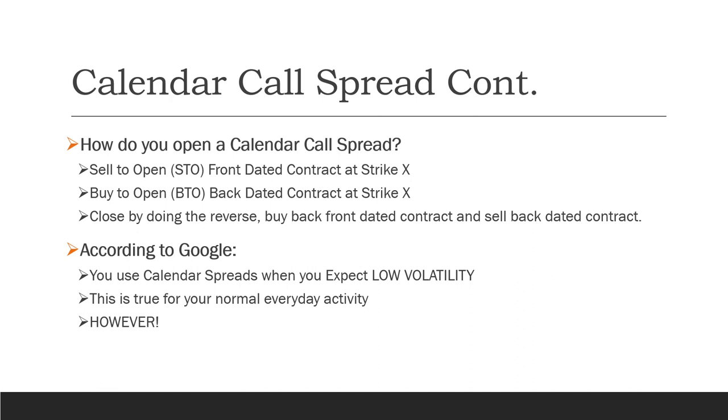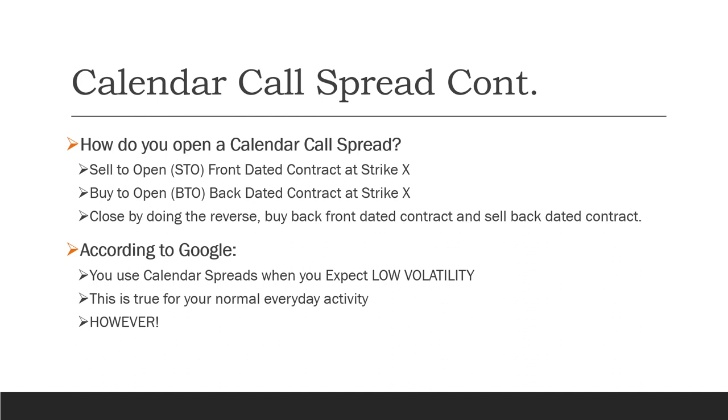Basically, you're selling to open the front dated contract. So we're short on the closer contract and we are long on the further dated or back dated contract. For example, we can sell to open the 2/19 ADC on pins, and then we can buy to open the March 19th or 3/19 ADC on pins. Then you close it by doing the reverse, which means I'm buying back the 2/19 ADC on pins and then selling the 3/19 ADC on pins.